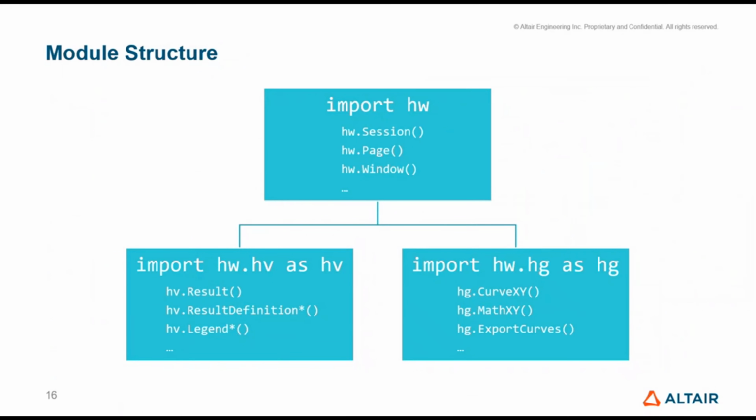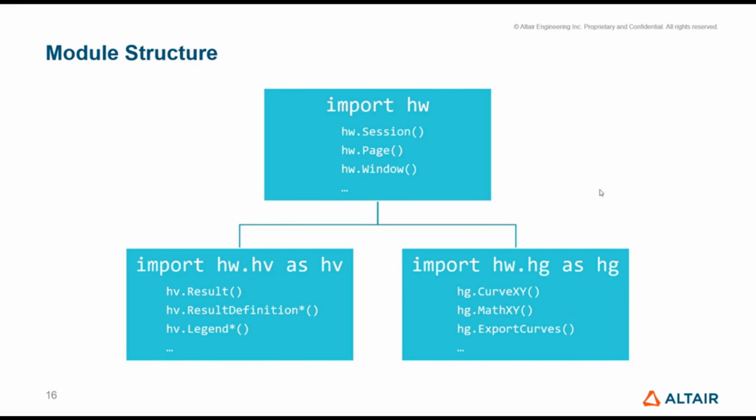Very quick overview of the modules to make sure you know where to find things and how they're structured. So we've got the main HyperWorks HW module at the top level, which provides you the access to the framework classes such as session, page, window, etc. And hierarchically underneath, we've got the HV module for HyperView client and HG module for HyperGraph client.